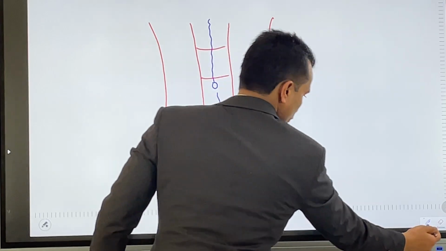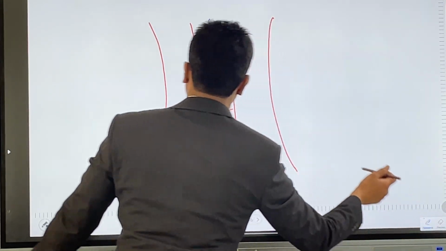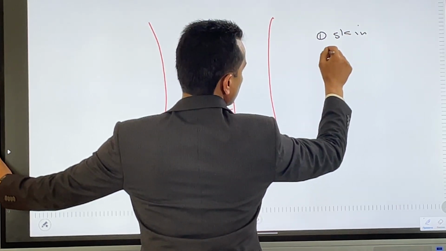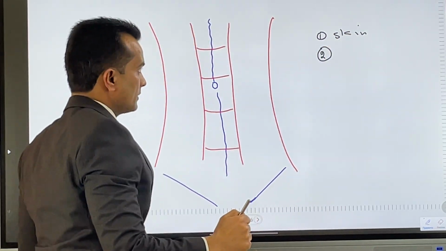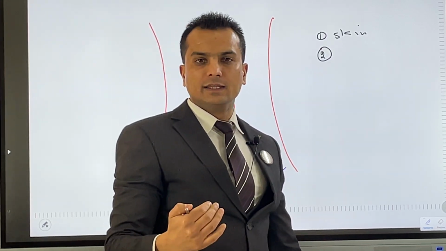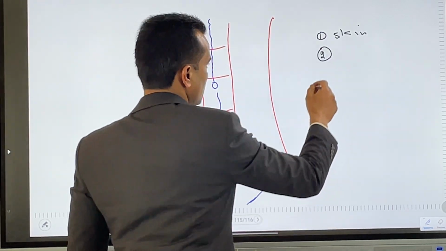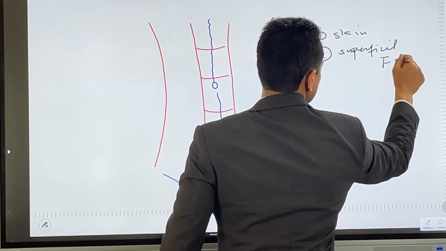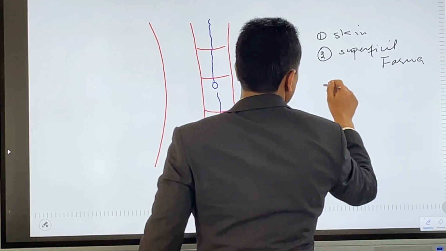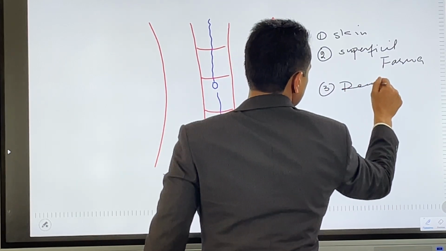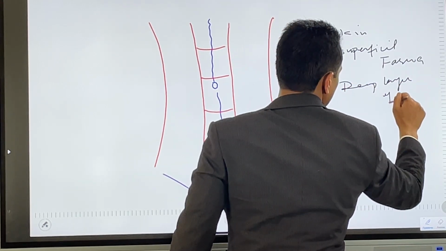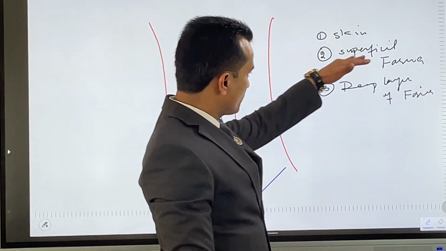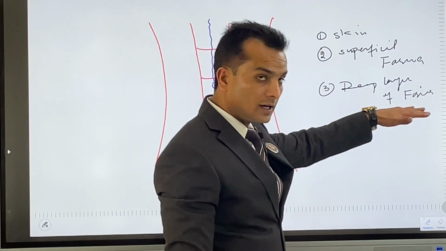And the first layer I have told you is your skin. So layer by layer we will discuss. First is skin, then we have the layer of fasciae, the fatty layer. We have the superficial layer of the fascia, and we have the deep layer of fascia. So skin, superficial fascia, the Camper fascia, and deep fascia, the Scarpa fascia.